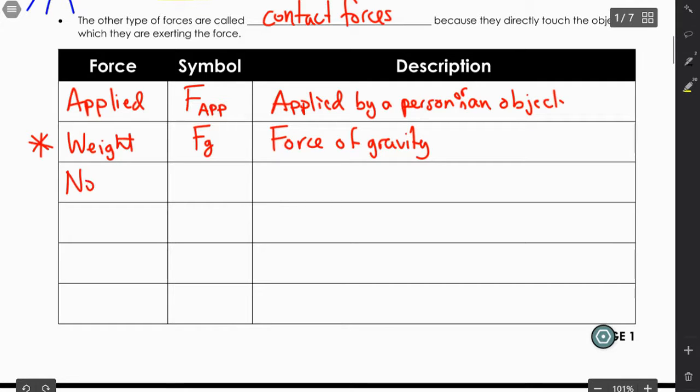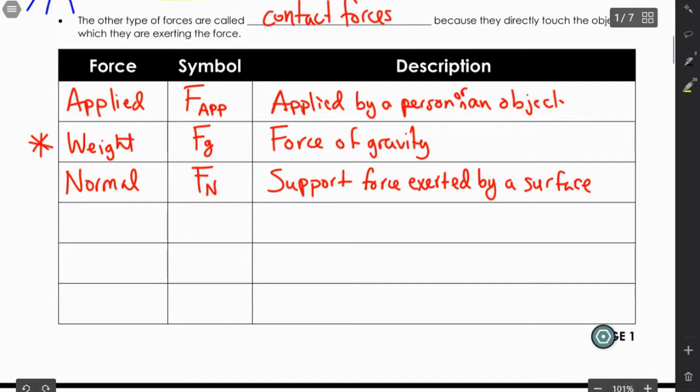Next one is normal, what is called the normal force. So F sub n. What it really breaks down to is it's a support force exerted by a surface. So it's exerted by a surface, and that's the key thing. If you don't have two surfaces that are in contact, there's no normal force. This is the one force that a lot of students will always try to put onto a free body diagram, but it's not there based on the situation. So if an object is falling, there's no normal force.